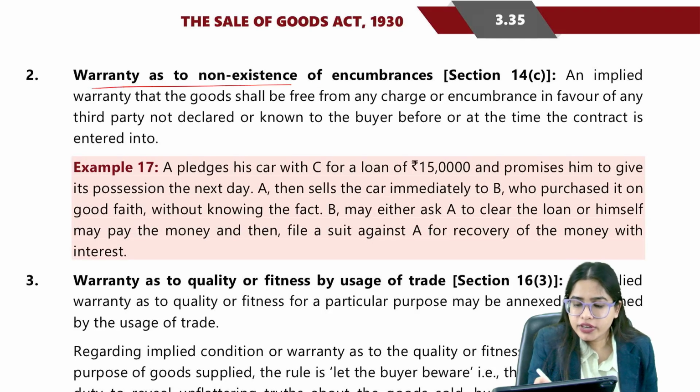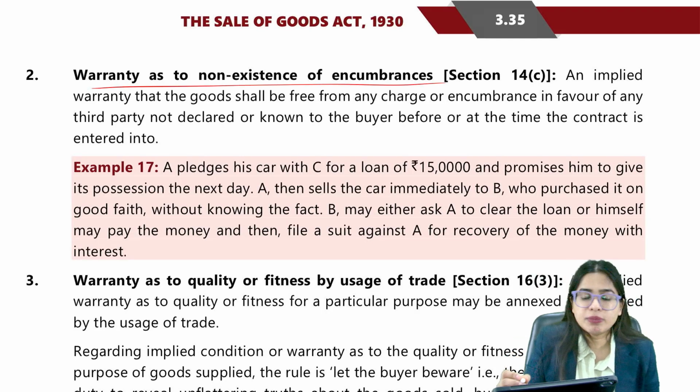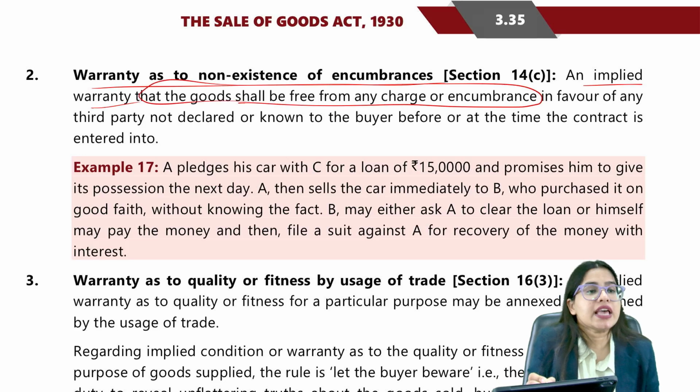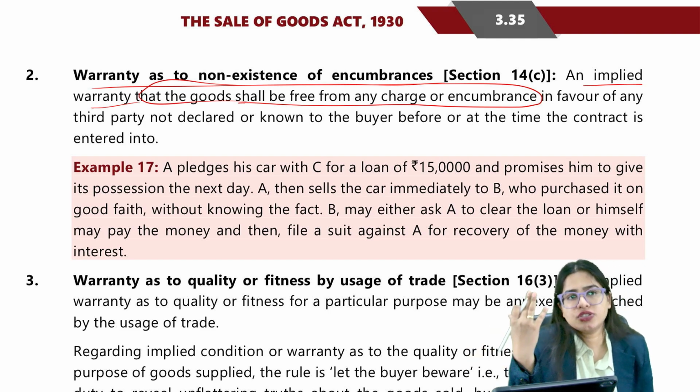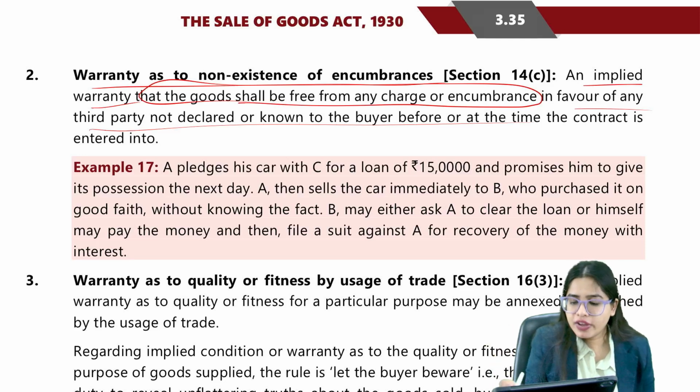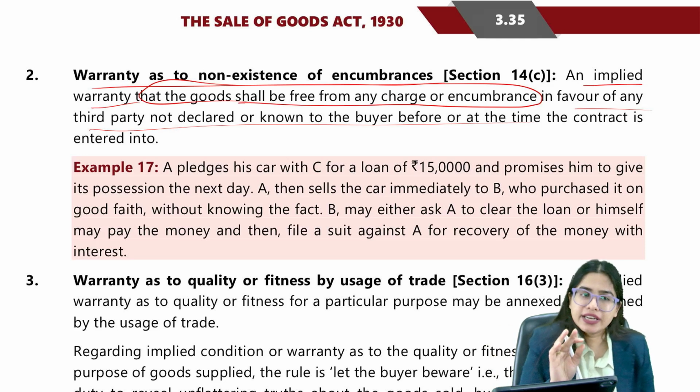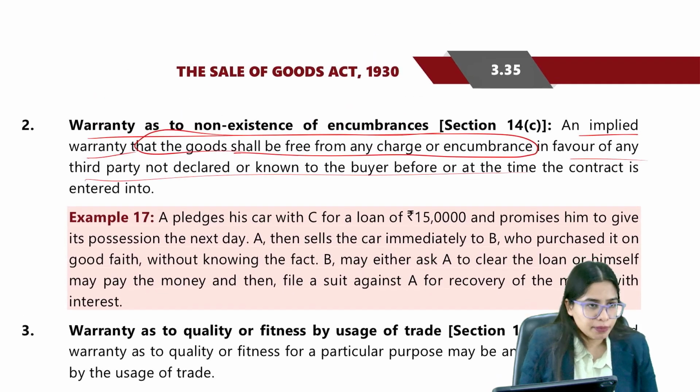Let's understand this with the help of an example. Now please come here. There is an implied warranty as to non-existence of encumbrance. Here one point is given: there is an implied warranty that goods should be free from the encumbrance. Encumbrance means security, mortgage, pledge, charge, so many words in favor of any third party. You will get it by example.